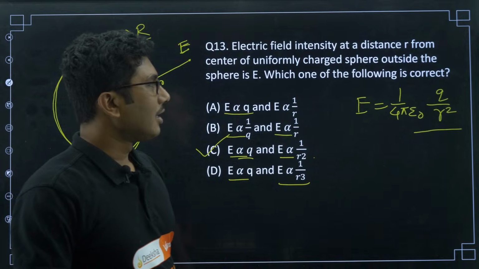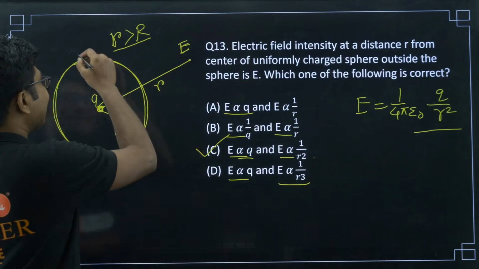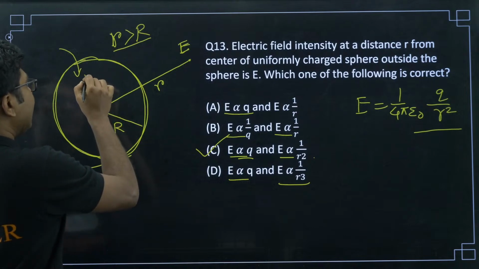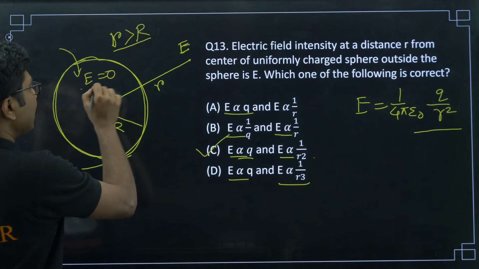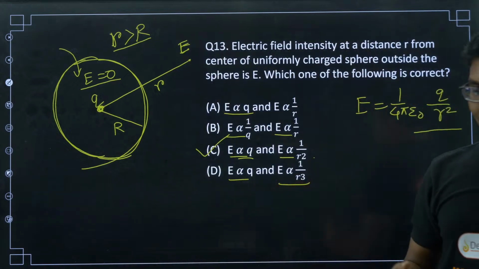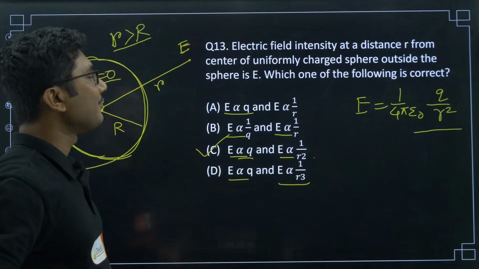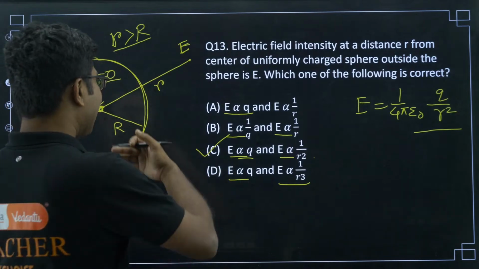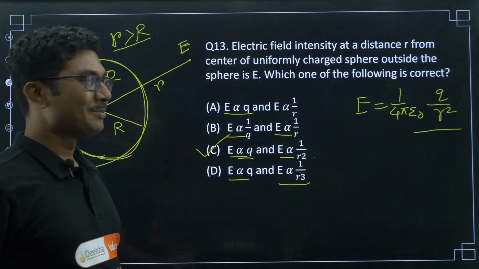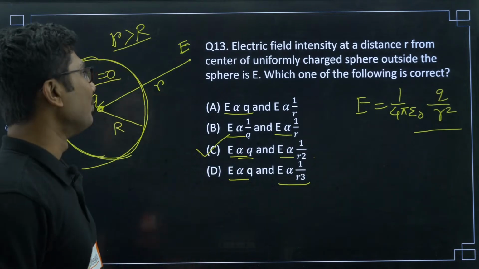So, the formula answer is option C. Now, if it was inside the sphere, in that case the electric field would be 0. If it is a conducting sphere, inside the sphere the electric field is 0 and the electric potential is constant. We all know that. If you do not know, you should remember that the electric field inside a conducting sphere will be 0.